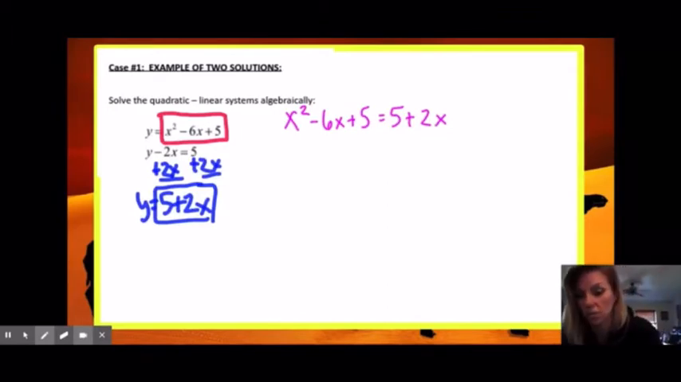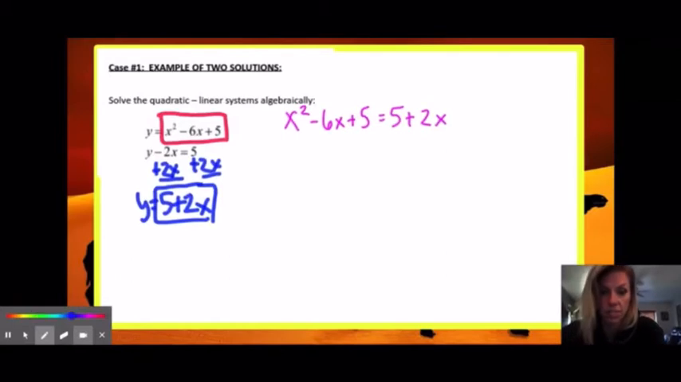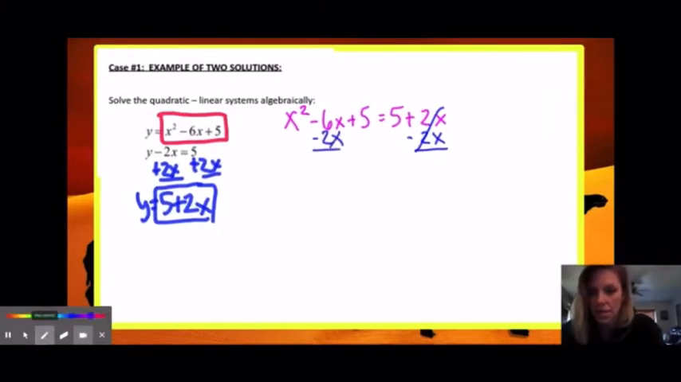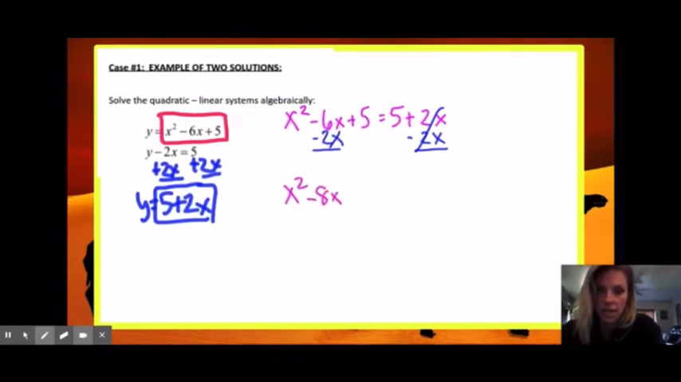Either way, you should combine like terms. So I see the 2x and the negative 6x. I'm going to subtract this 2x over because I'm going to probably set it equal to 0, but let's see. Okay, x squared, negative 6x minus 2x is negative 8x plus 5 equals 5. It still doesn't equal 0.